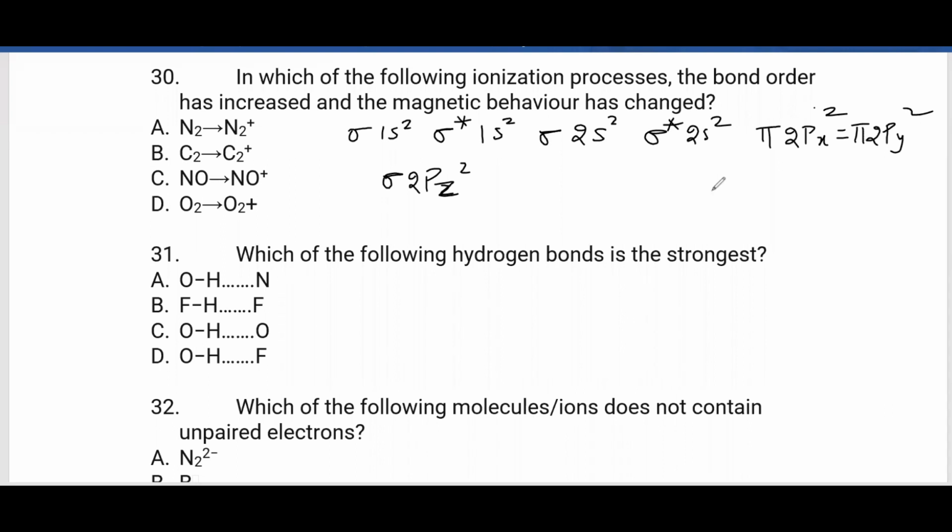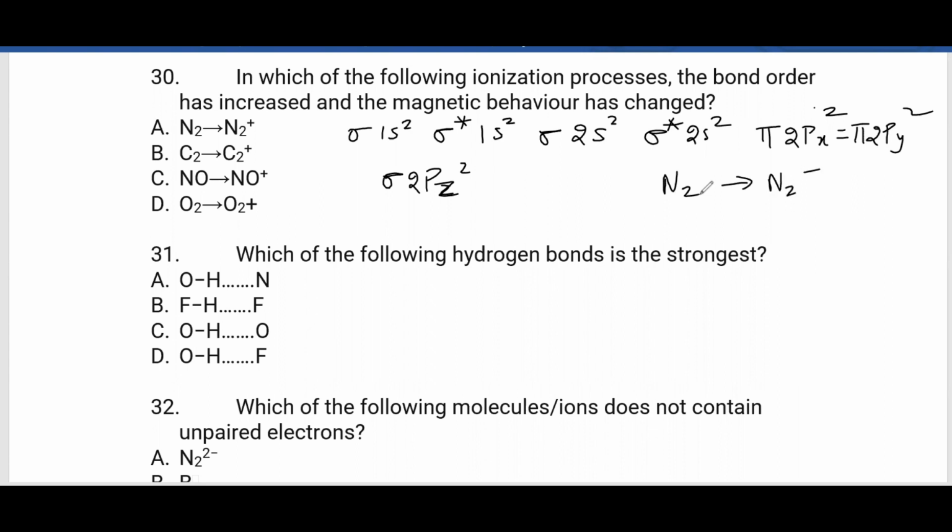In which of the following ionization processes the bond order has increased and the magnetic behavior has changed? That means we need to select the option in which the bond order is increasing and the magnetic behavior also should change. That means if it is paramagnetic, it should become diamagnetic. If it is diamagnetic, then it should become paramagnetic. So let us check our options. Option A is N2 and it should become N2+.